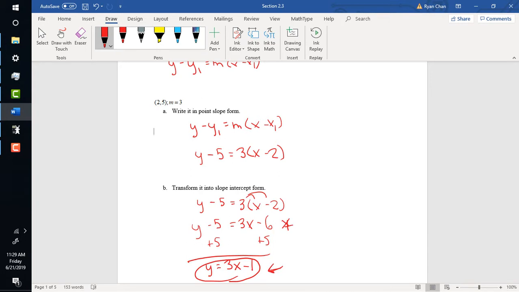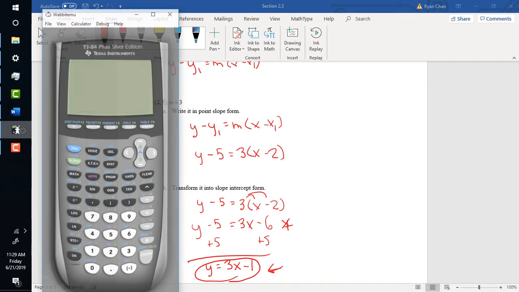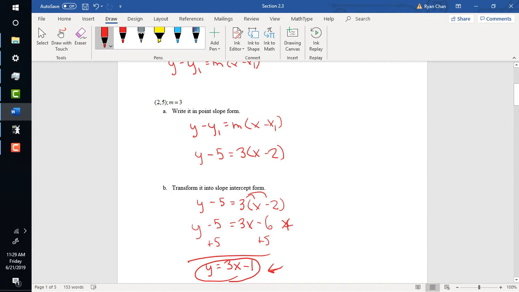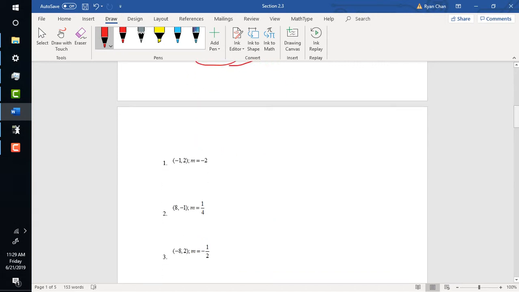I can throw this in my graphing calculator. I can press this in, I can say y equals 3x minus 1, and then it's going to be easy for me to graph. So that's why slope-intercept form, the equation where y is by itself, is useful: it's just easier for us to graph by calculator and by hand. Okay, let's do one more example.